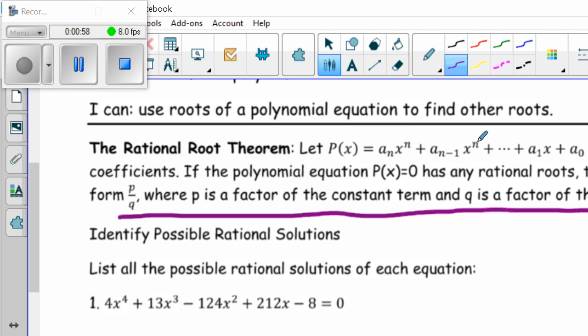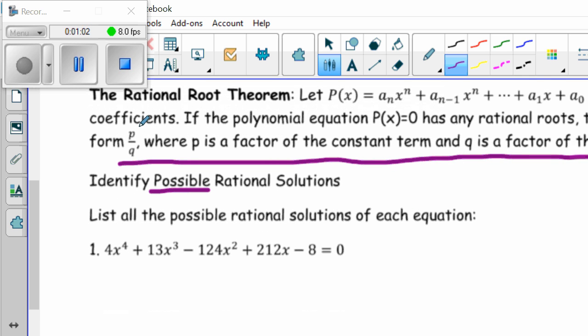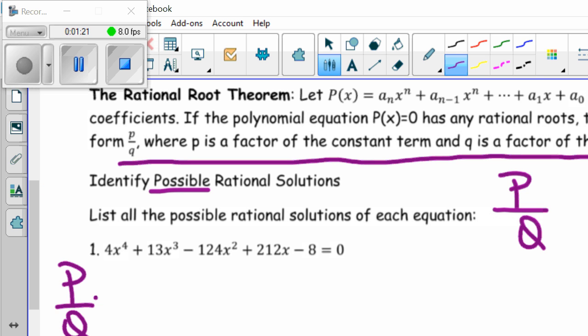So we're going to start out by identifying the possible rational solutions. Again, possible, okay? List all the possible rational solutions for each equation. So this is where we are going to do p divided by q. Number one: 4x to the fourth plus 13x cubed minus 124x squared plus 212x minus 8 equals 0. So we want to do p over q.